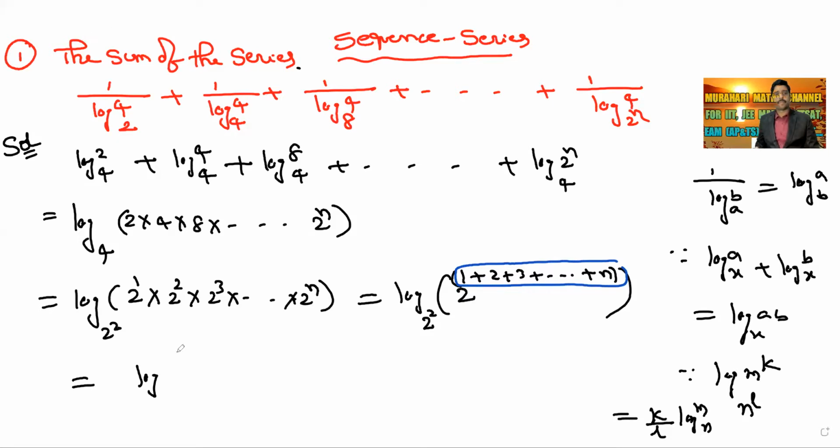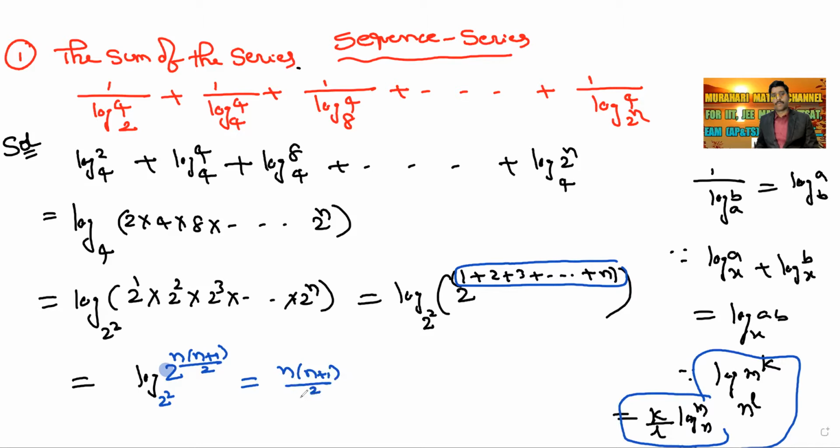So it is log of 2 to the power n into n plus 1 by 2, base 2 square. First we apply the formula. What is the formula? Log of m to the power k, base n to the power l, is equal to k by l times log m base n. So this is n into n plus 1 by 2, by 2.